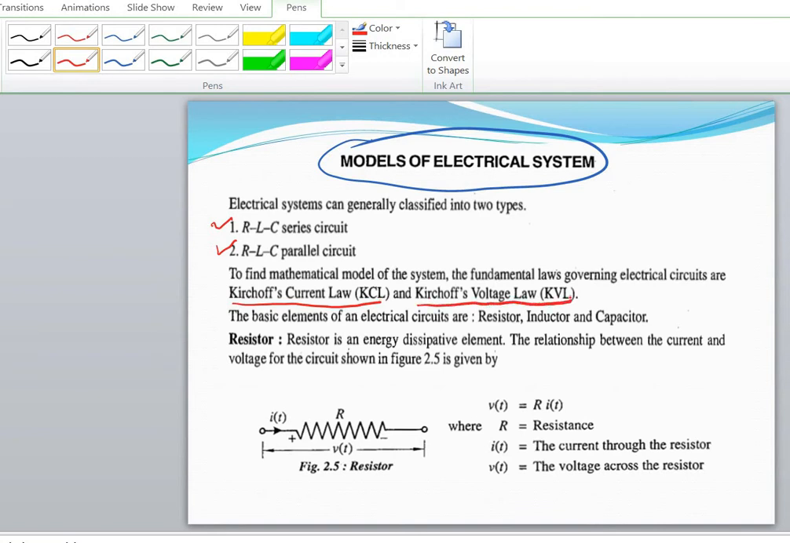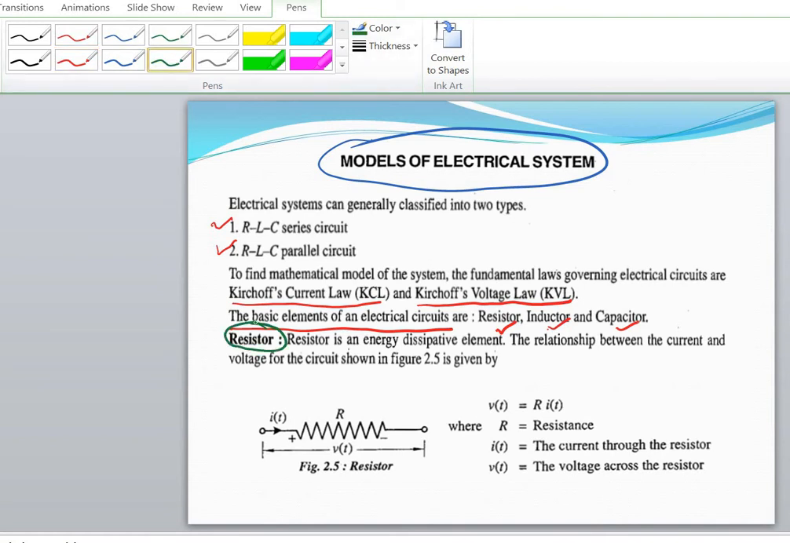Both are Kirchhoff's laws. One is the current law, one is the voltage law. And the basic elements of electrical circuits are resistor, inductor, and capacitor. Just like we have spring, damper, and mass, in electrical systems, the elements are the resistor relating to resistance, inductor relating to inductance, and capacitor relating to capacitance.